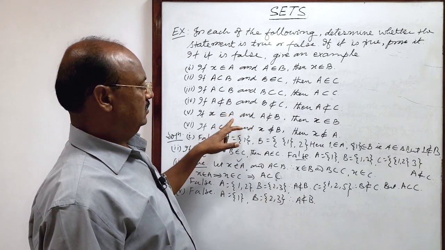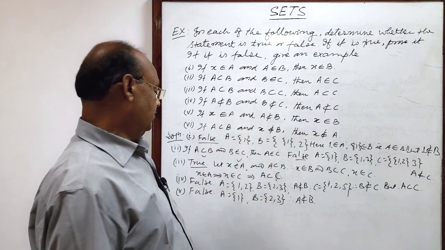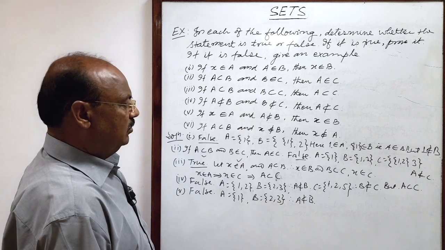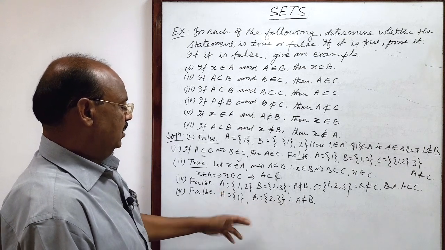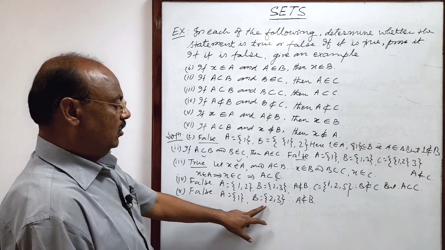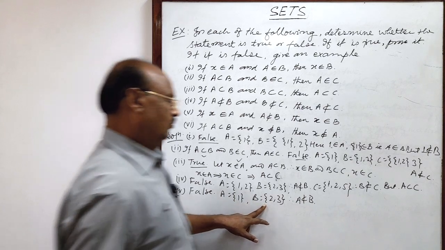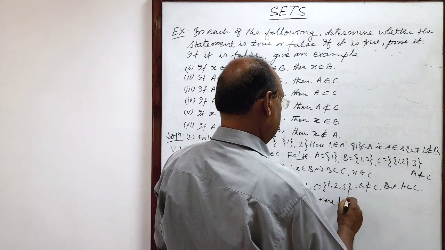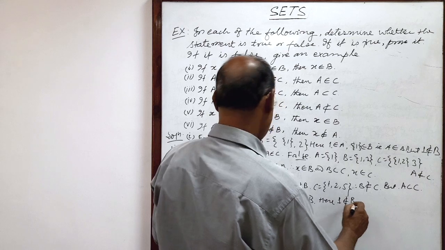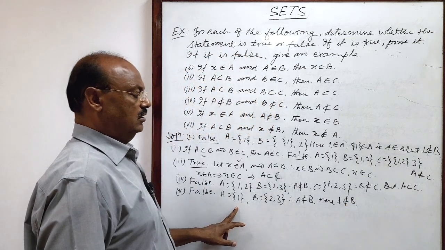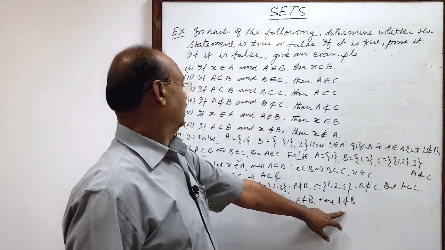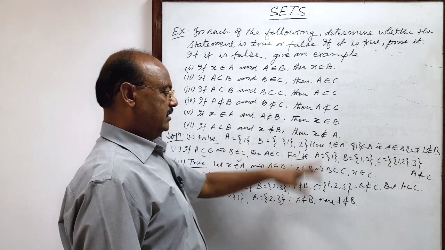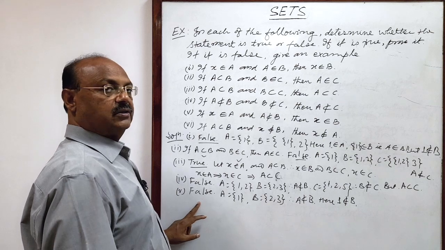This is the proposition given in this question. X belongs to A, we are taking X equal to 1, and A is not a subset of B. Then we have to check whether X belongs to B. You see, here X is 1, which does not belong to set B. But the statement says X belongs to B. That's why this is false.